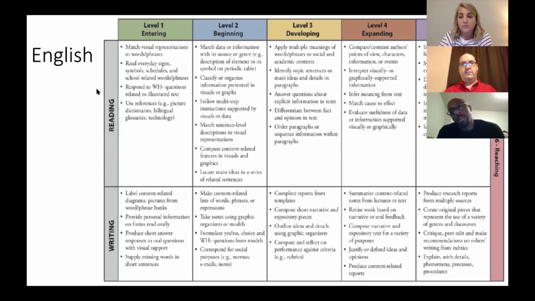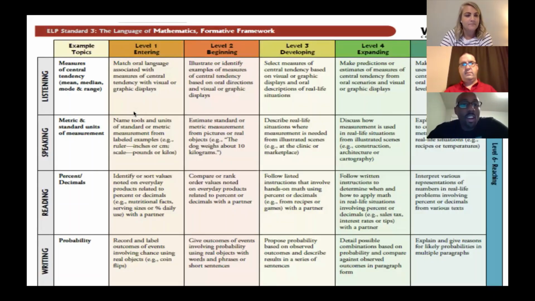Okay, the standard I will be talking about is standard 3. Just to piggyback off of what Aaron was discussing, in the math section, it will be the 4 basic levels: listening, speaking, reading, and writing. But for example, I will talk about the metric and standard units of measurement.